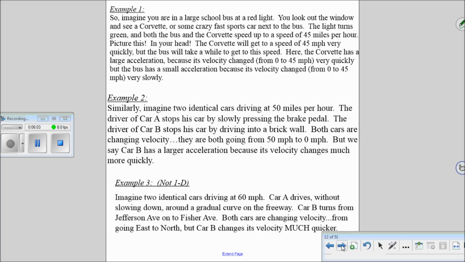All right, so again, both vehicles have a change in velocity. They're both going from 50 miles an hour down to 0. The only difference is car B changes its velocity much more quickly, and as a result, has a larger acceleration.